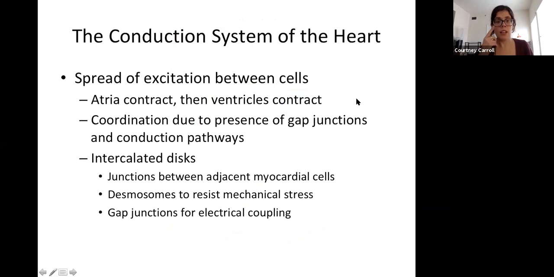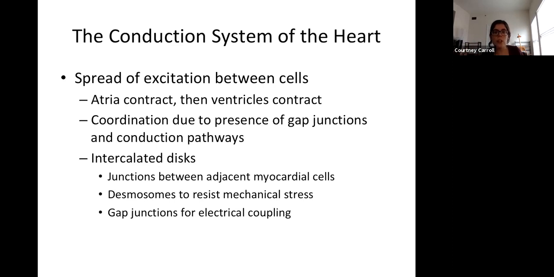Okay. Let's talk about how that excitation is spread. So this happens in our pacemaker cells, but it has to go to all of our heart. And this is spread in a few different ways. But the effect is that the atria will contract first, and then the ventricles will contract. And so we're going to quickly spread that electrical signal, that depolarization, through the cells of our atria. There will be a pause, and then we will spread it through the ventricles. And they have to be coordinated. You don't want different parts of your heart to be contracting at different times, right? You want it to be a coordinated effect.